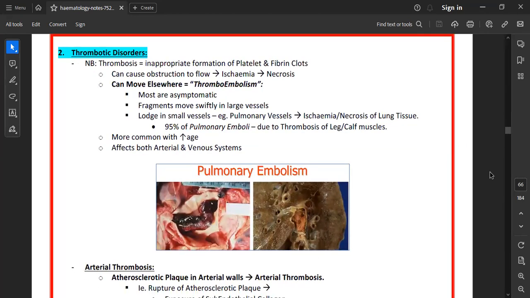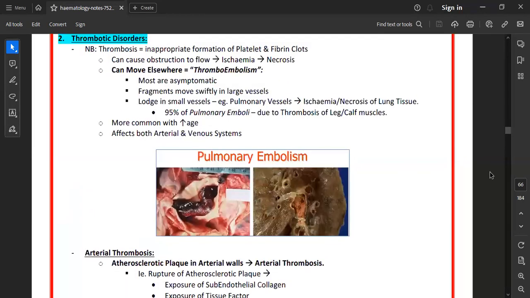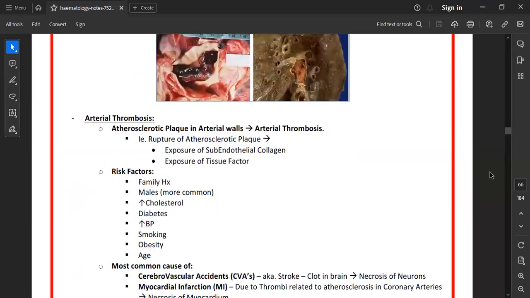Yeah, this is what we're talking about, pulmonary embolism. You can also have arterial thrombosis. Some of these ones include atherosclerotic plaque in arterial walls. So once they rupture, they can cause arterial thrombosis.